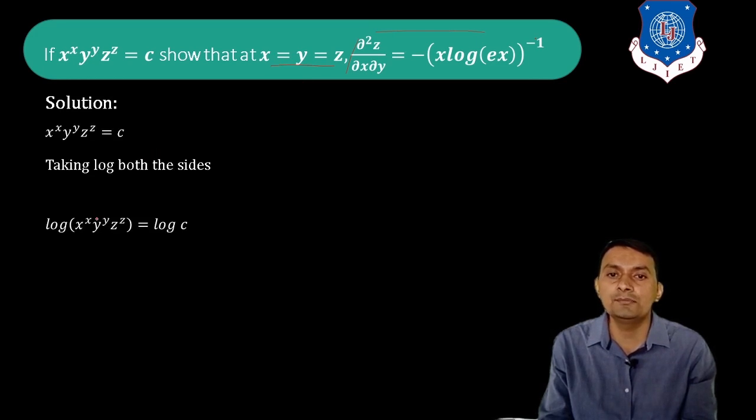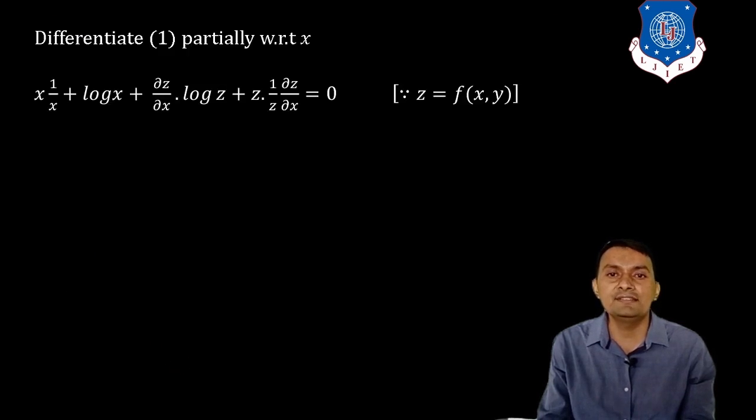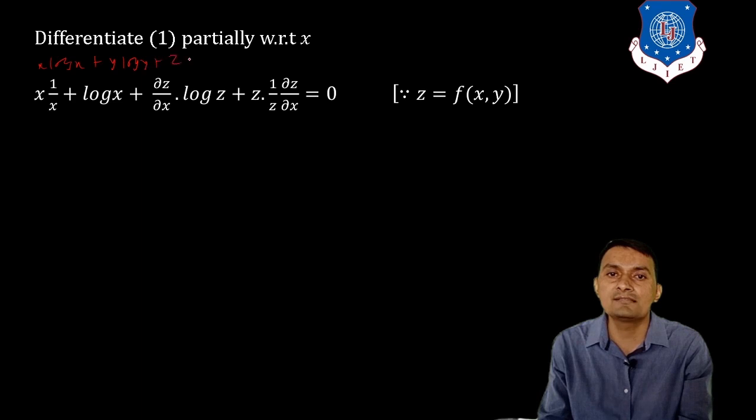So just take the logarithm on both sides with base e, and apply the logarithm property. So we get x log x plus y log y plus z log z is equal to log c. Now differentiating with respect to x, we will always keep in mind that z is a function of x and y.